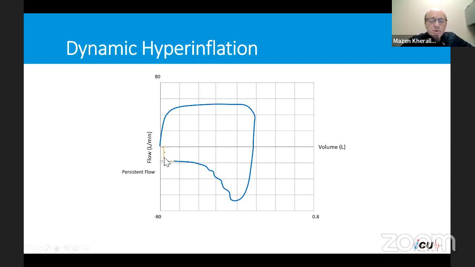So this is the persistent flow. The flow does not go back to zero, and we have trapped air in the lung. So this is the trapped volume. So this is what you see in dynamic hyperinflation on the flow volume loop.